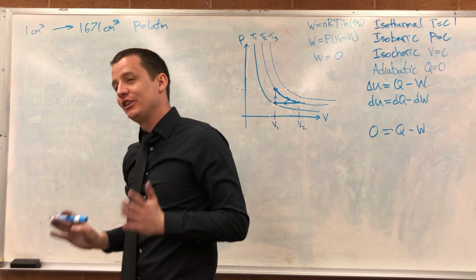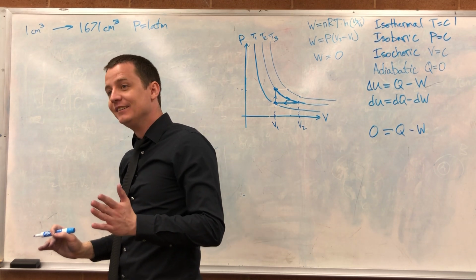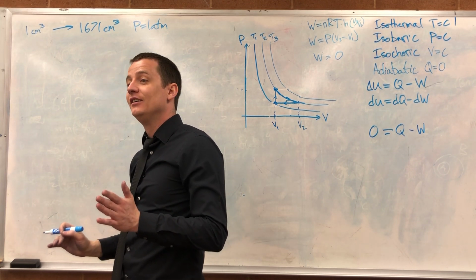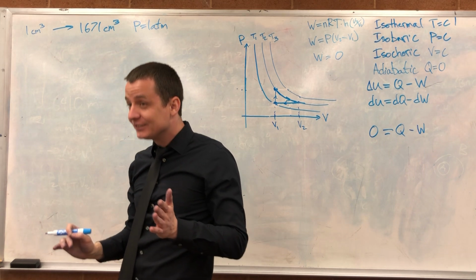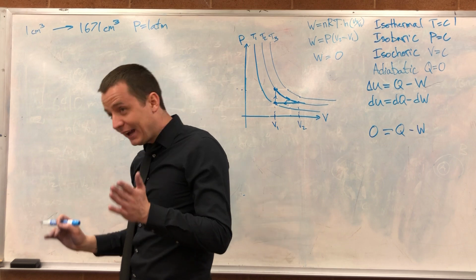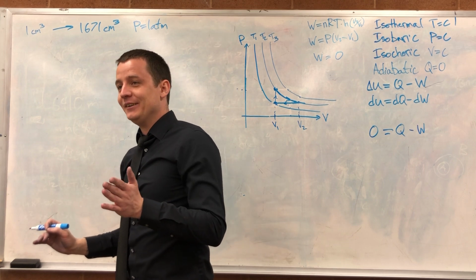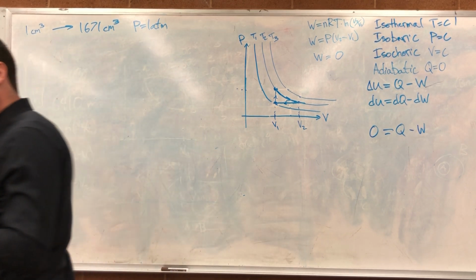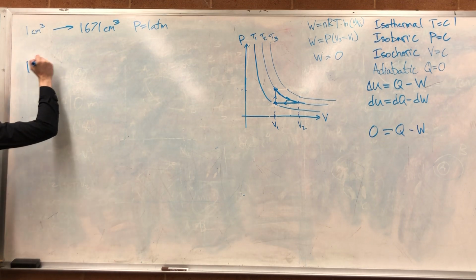How many cubic centimeters are in a cubic meter? 10,000? Try again. 1,000? Try again. 100,000? Try again. 1 million. 1 million? Oh my god.